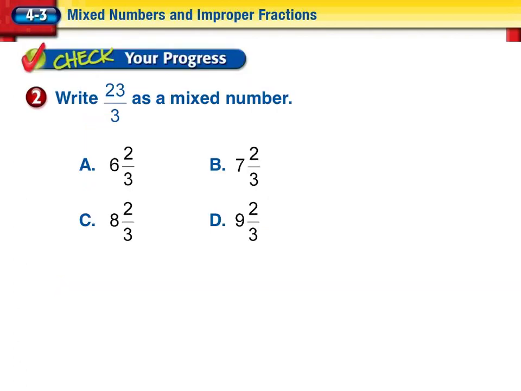Okay, here's your second problem to see how you're doing. Change this, 23/3. We want you to write that as a mixed number. It is improper. We want you to write it as a mixed number. Be sure to show your work, star your answer, and have it in your homework spiral for tomorrow.